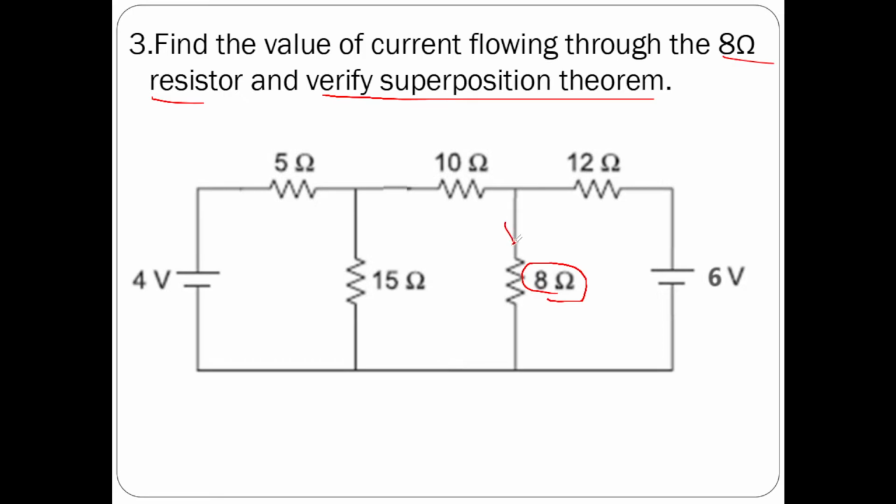So let us assume current entering this resistor is some I amperes. So we have to determine this I value, that is the current that is flowing through 8 ohms resistor.